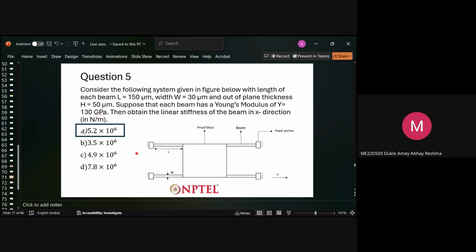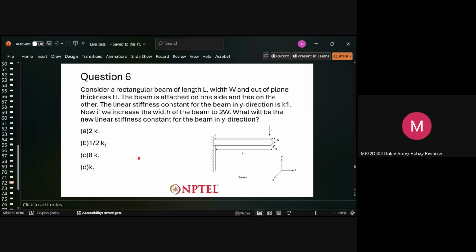Okay, so we'll move to question number 6. Here we have a rectangular beam of length L with width W and out of plane thickness H. The beam is attached to one side and free on the other. The linear stiffness constant of the beam in y direction is K1. Now, if we increase the width of the beam to 2W, what will be the new linear stiffness constant of the beam in the y direction? Basically, how will K change if the width of the beam is changed.